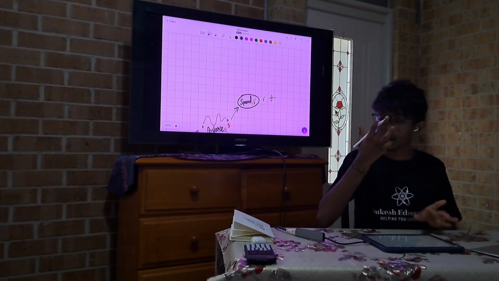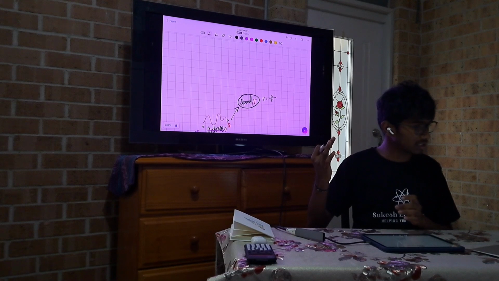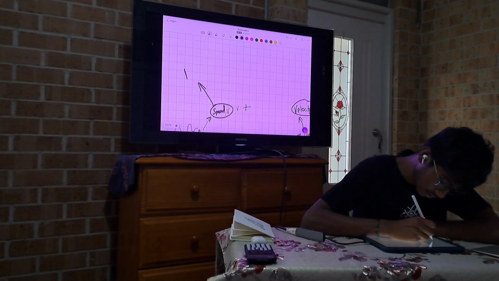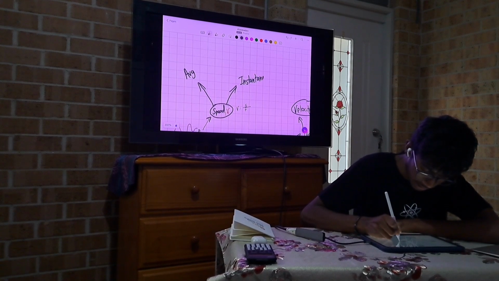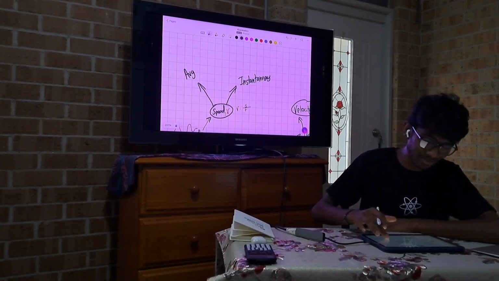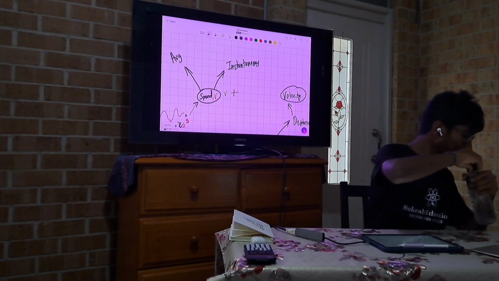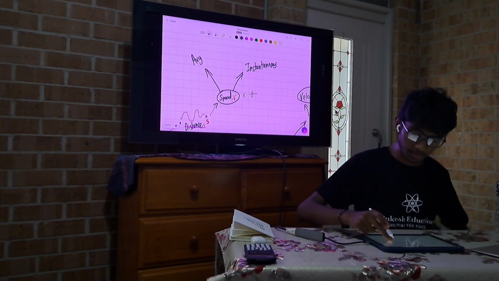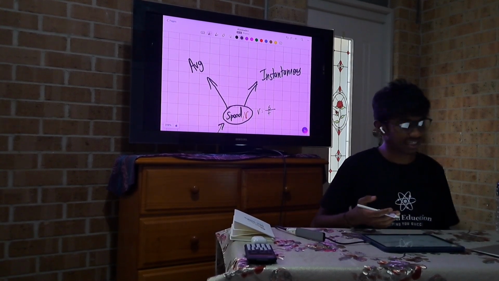When you're learning about speed, you're going to be learning about average speed and instantaneous speed. Those are the two things that we'll be looking at. Let's look at what average speed and instantaneous speed are.